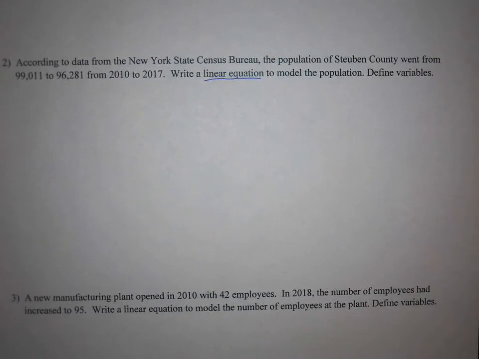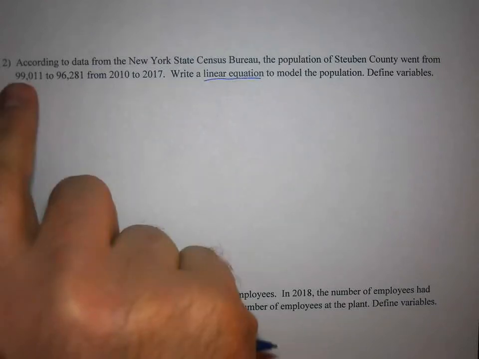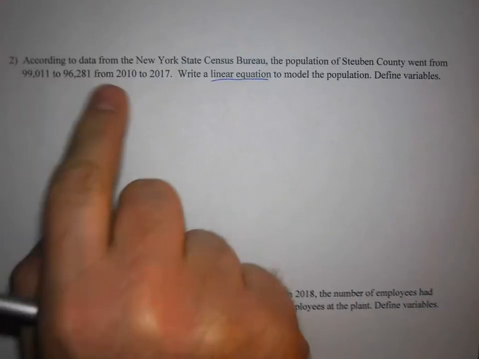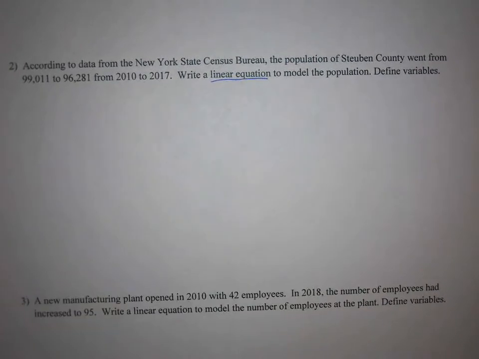So again, what we need to look at here is they don't tell you what the slope is. They don't say, for example, that the population decreased by 200 people per year. They just give you 2 different populations in 2 different years. So essentially what they're giving you is 2 points. So write the equation of a line through the 2 points.